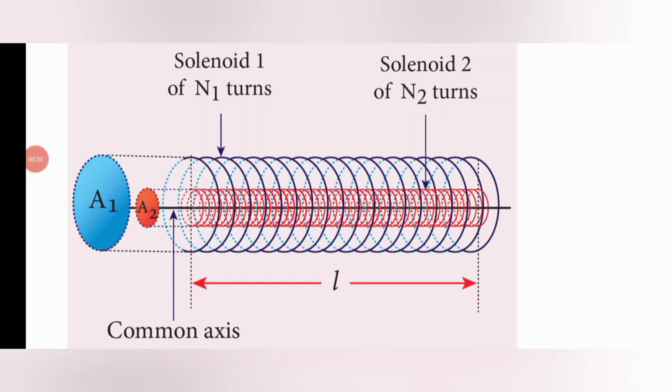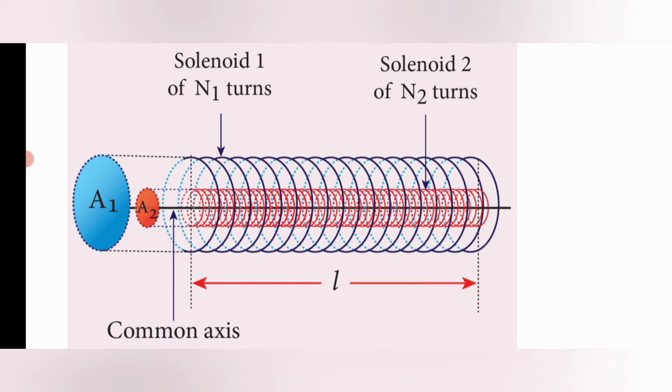Let us consider this. Two long coaxial solenoids are there. Their length is the same, but the areas of cross section are different. One solenoid has a larger area and the other a comparatively smaller area, that is A1 and A2. A1 is the larger one, A2 is the smaller one.